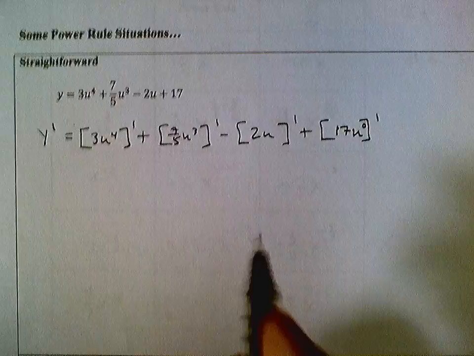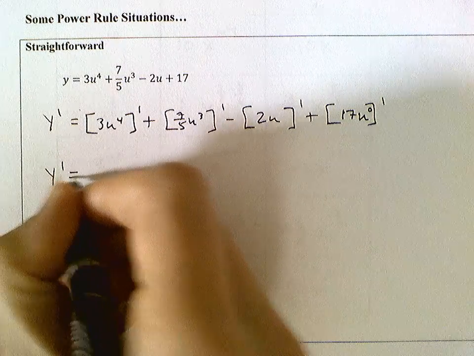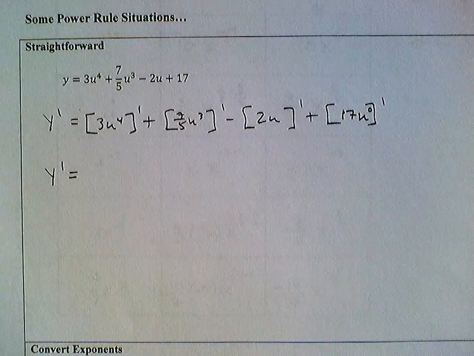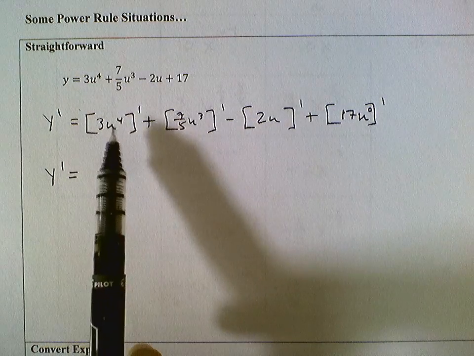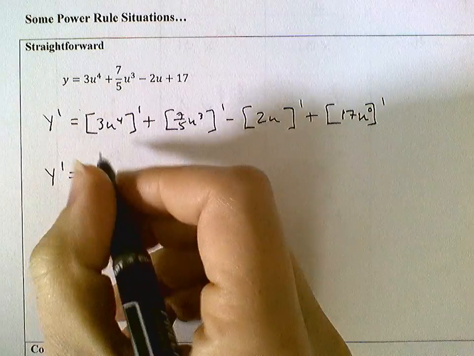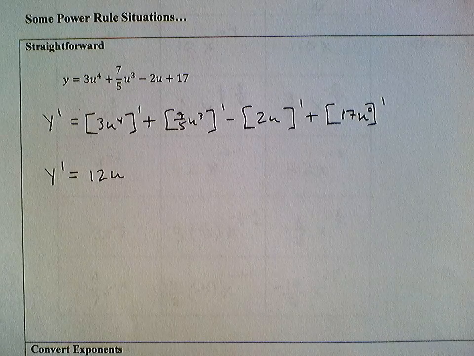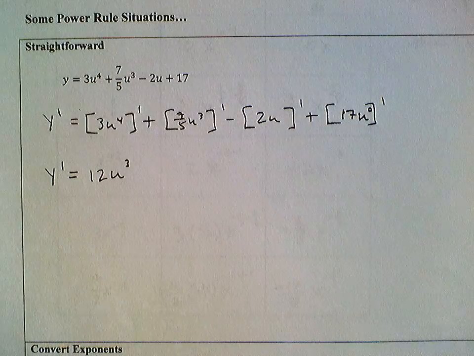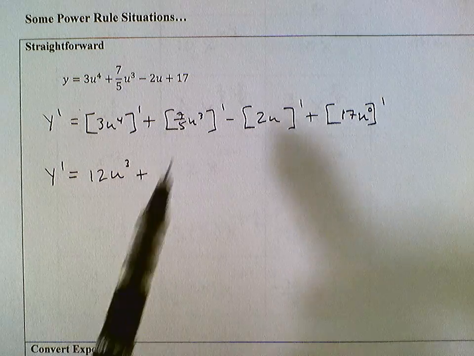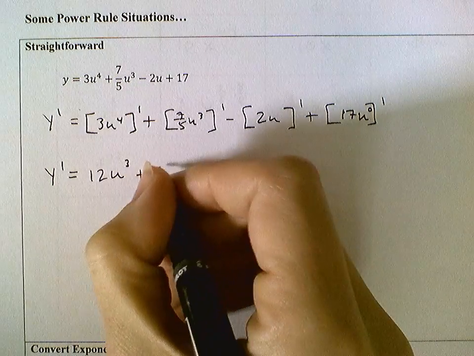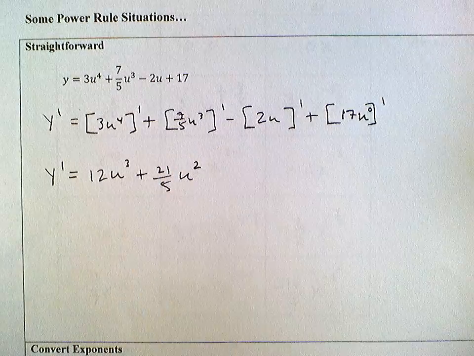So now I can apply the power rule separately to each of these. So I'm going to get y prime equals, okay, and guys, I'm going to try to go a little bit faster here. I'm not going to write out every little step. 4 gets multiplied by the 3, or 3 gets multiplied by the 4, so I got 12. 4 I subtract 1 from, so to the third, all right, plus 3 gets multiplied by 7 over 5, so I get 21 over 5. U to the 3 minus 1 is 2.